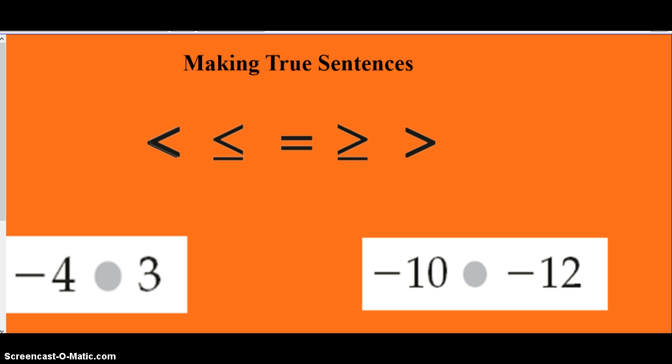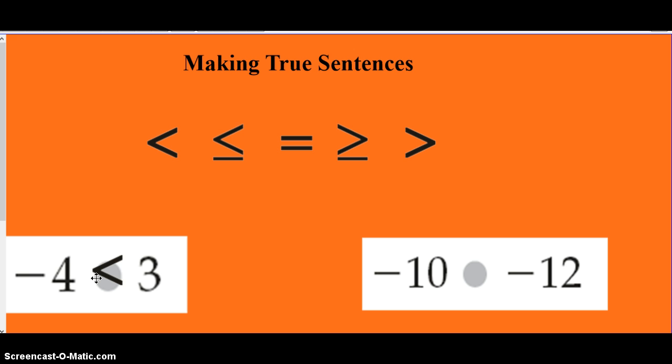We're going to do a little practice making some true sentences. So we've got -4 and 3. If you want to write that down and take a guess at what you think the correct symbol is. If you guessed the less than, you are correct. We should be able to drag that down here. We've got -4 is less than 3, and that is how that number sentence is read.